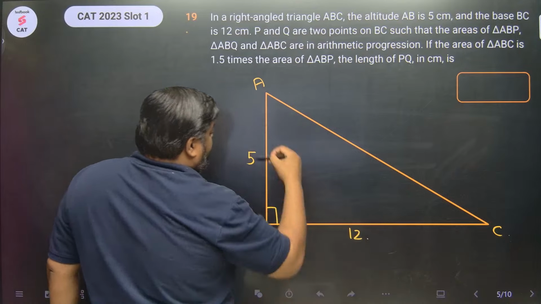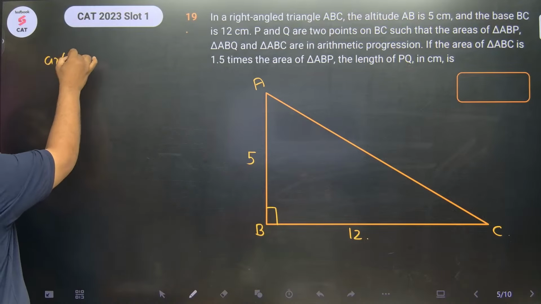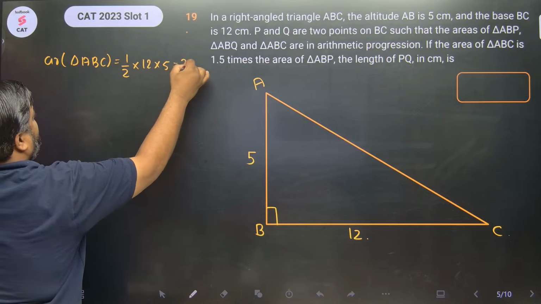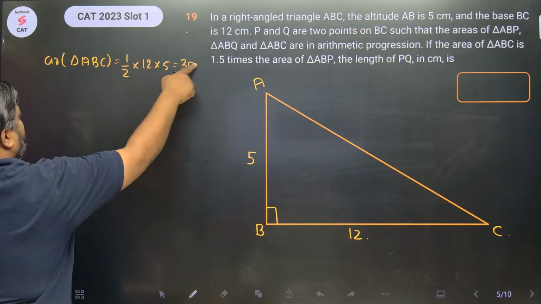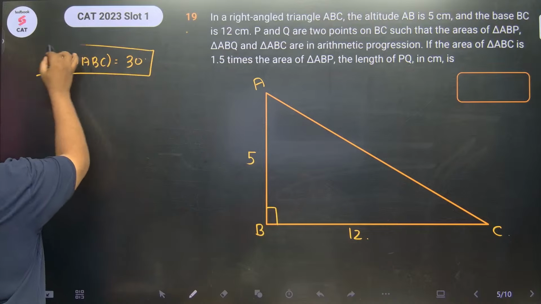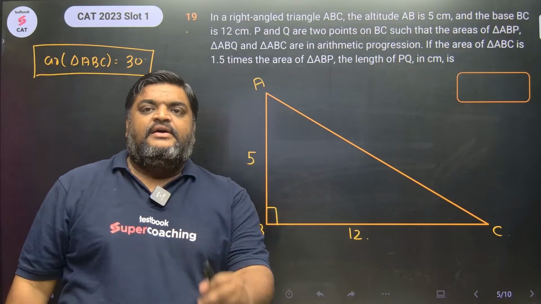So I can find out the area of this triangle. Area of triangle ABC is, how much? Sir, half into base into height, this is 30. So I know the area of the triangle ABC, which is 30. Okay, this is what we are aware of.